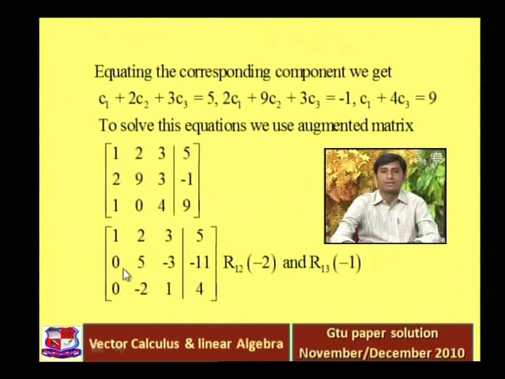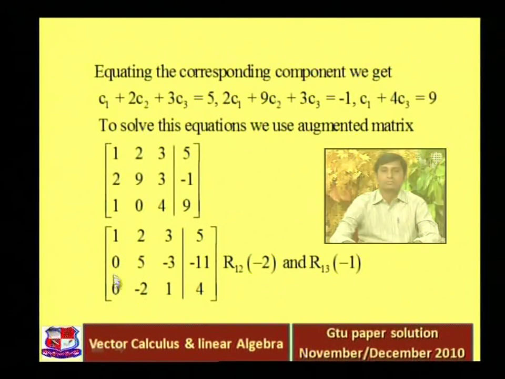The second row is 0, 5, see 2 minus 2 0, then 9 minus 4 5, then 3 minus 6 minus 3, and then minus 1 minus 10, that is minus 11. Then multiplying first row with minus 1 and add into the third row, so basically 1 minus 1 0, 0 minus 2 minus 2, then 4 minus 3, that is 1, and then 9 minus 5, that is 4.